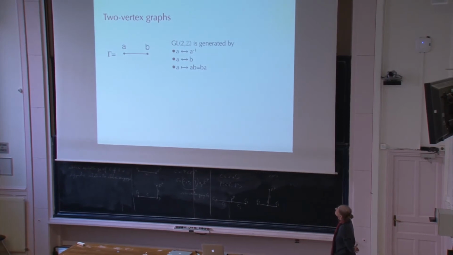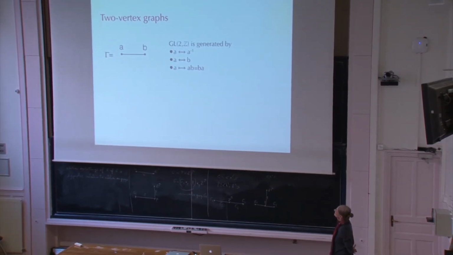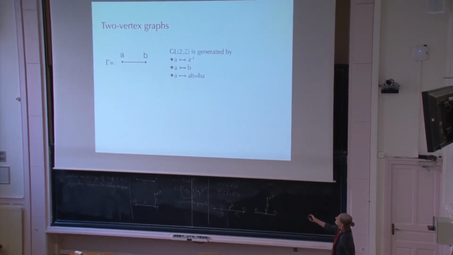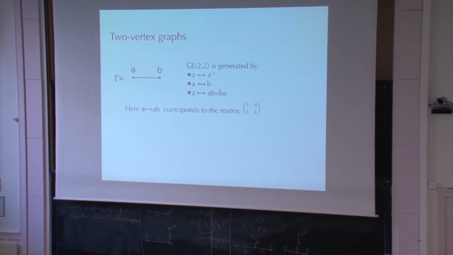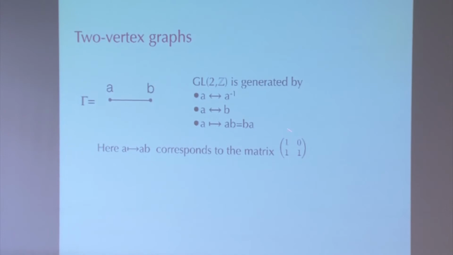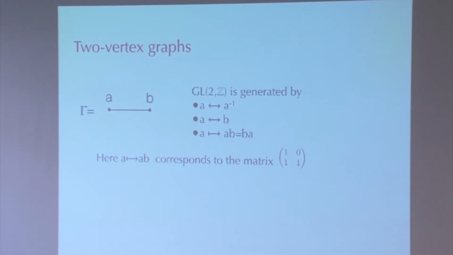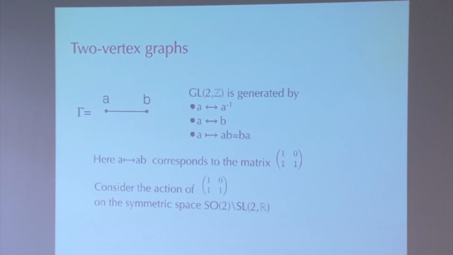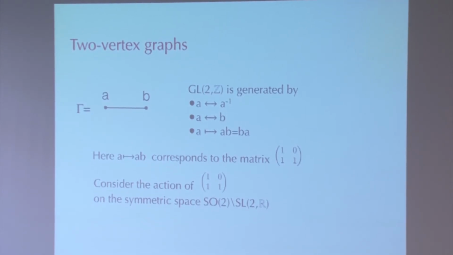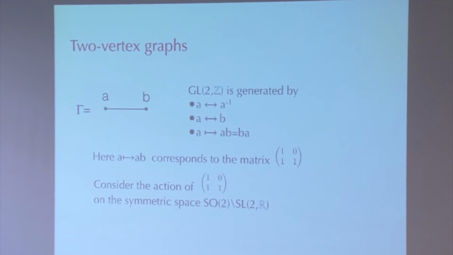GL_2(Z) is generated by inversions. I don't actually need all those generators. These are transvections. I can multiply a by ab. If I think of this in the standard matrix terms, this is just an elementary matrix. And let's think of the model of this as a space of lattices. So how does this group element act on a lattice?